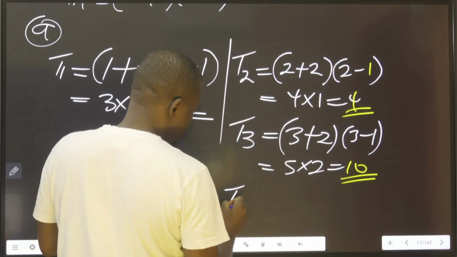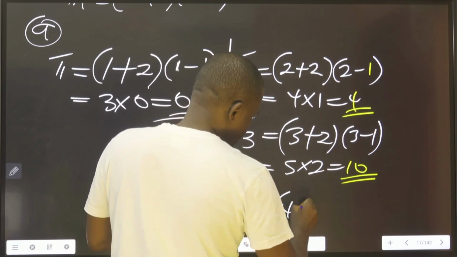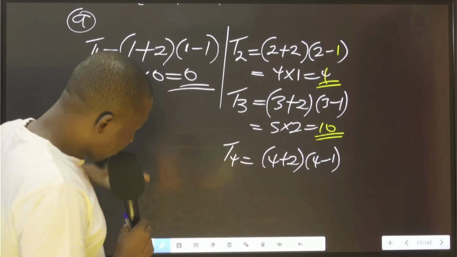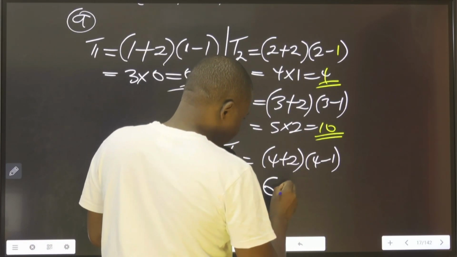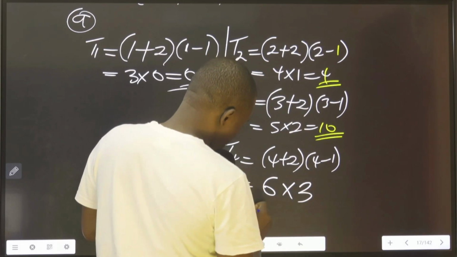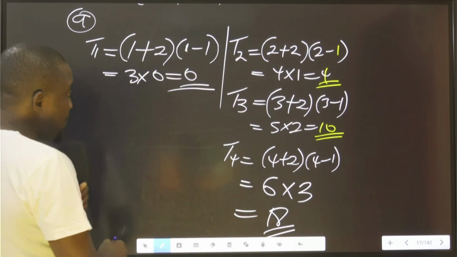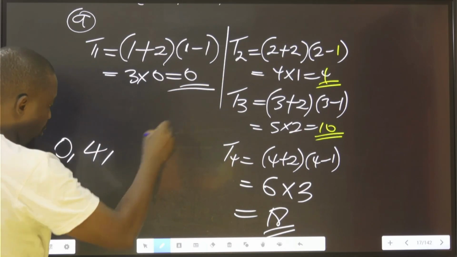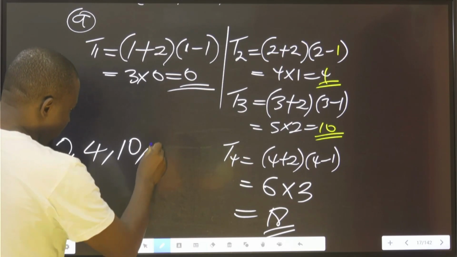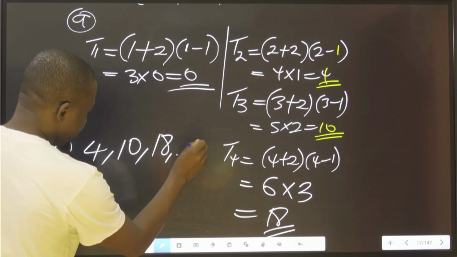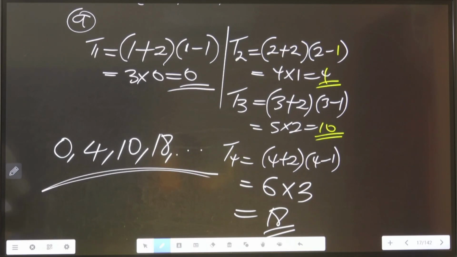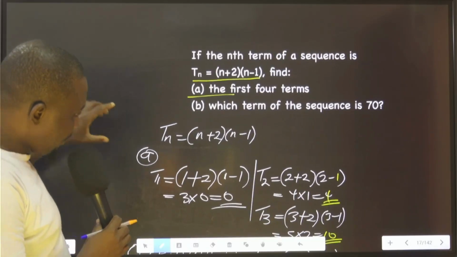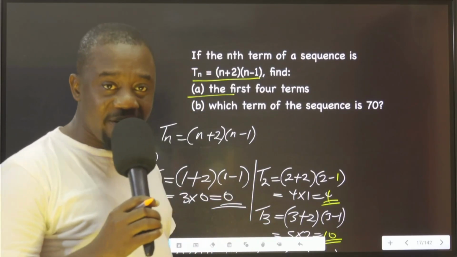Finally, okay, now you agree with me that this is 6 multiplied by 3, which is 18. So it means, therefore, the first one is 0, the second one is 4, the third one is 10, the fourth one is 18. If you want to continue, you can continue indefinitely, okay? We are finished with A. The B says, which term of the sequence is 70?